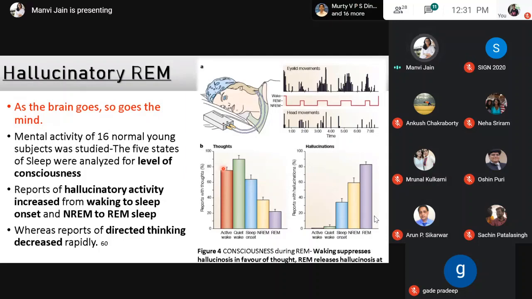So this is how we conclude that waking suppresses hallucinosis in favor of thought, and then REM at the same time releases hallucinosis at the expense of thought. So there is no directed thinking while we are sleeping or dreaming in the REM stage. This is how we prove that the whole information coming in is all internally generated. There is nothing external, no stimulation from the outside. That is all internally generated, and it is, of course, a beautiful process. It is one of the beautiful processes of the brain.